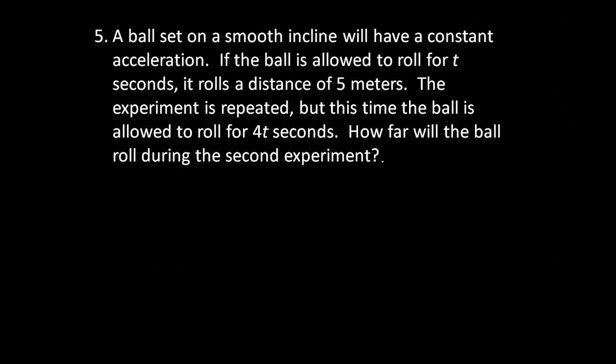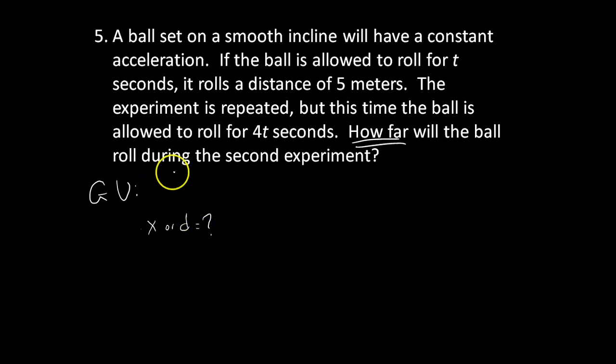All right, number 5. A ball set on a smooth inclined plane will have a constant acceleration. If the ball is allowed to roll for t seconds, it rolls a distance of 5 meters. The experiment is repeated, but this time the ball is allowed to roll for 4t seconds. How far will the ball roll during the second experiment? So givens and unknowns, and I like finding that unknown first. How far? So we don't know how far, and that's going to be a displacement or a distance.